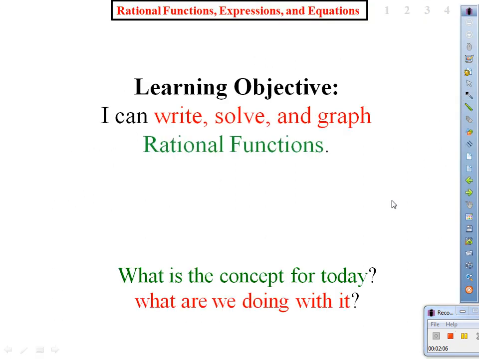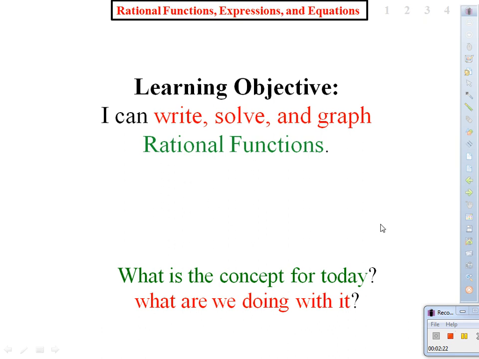All right, let's move on. Our objective for today: I can write, solve, and graph rational functions. Today's our last lesson on this. We've had a lot of fun with it. Today will be our last lesson before we move on to better things. Tell your neighbor the definition for rational functions.